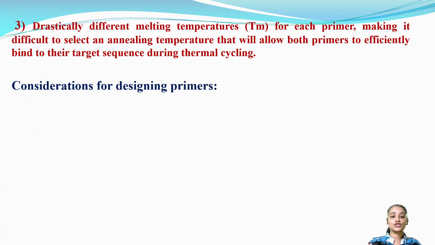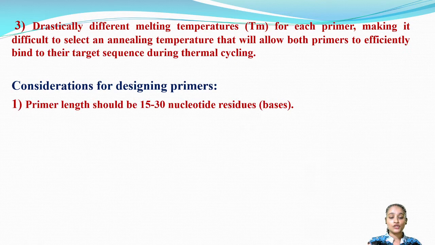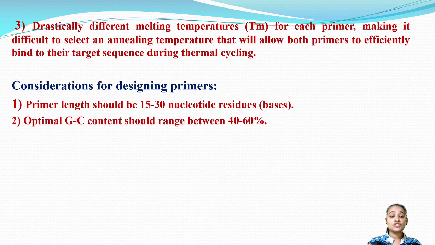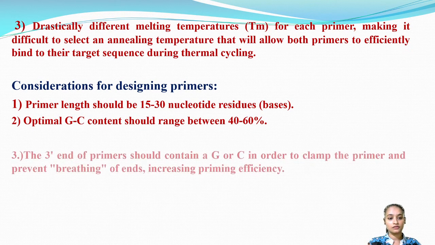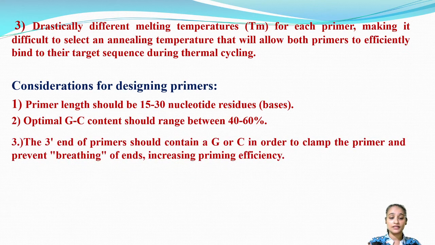So what considerations do we have to take care of while designing primers? The primer length should be short, like 15 to 30 nucleotide residues or bases. The GC content should range between 40 to 60%. Very important consideration while designing a primer. The 3' end of the primer should contain a G or a C in order to clamp the primer and prevent the breathing of ends, increasing the priming efficiency.